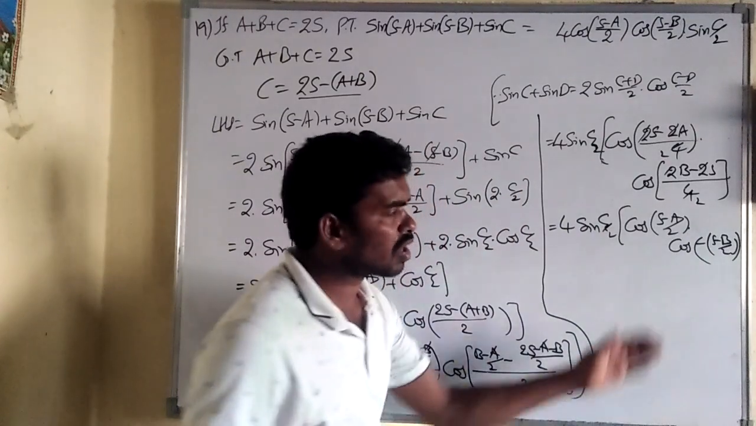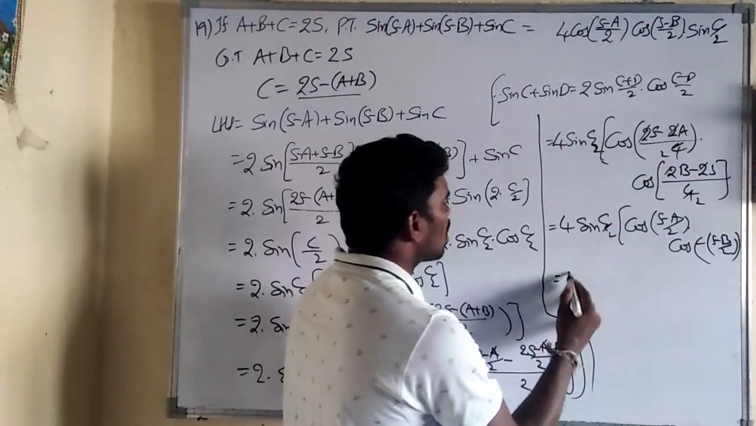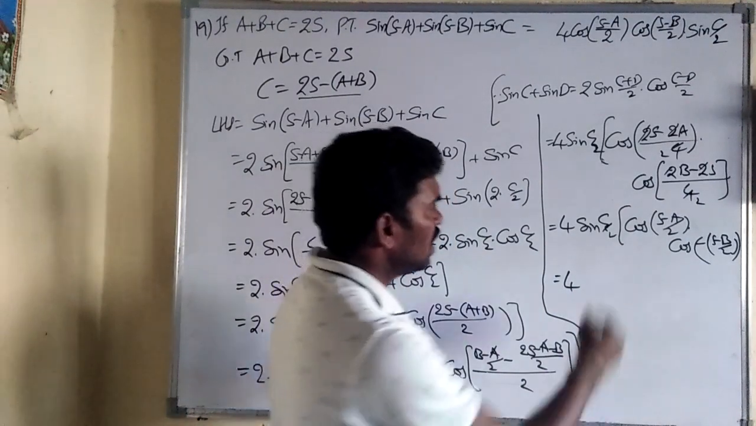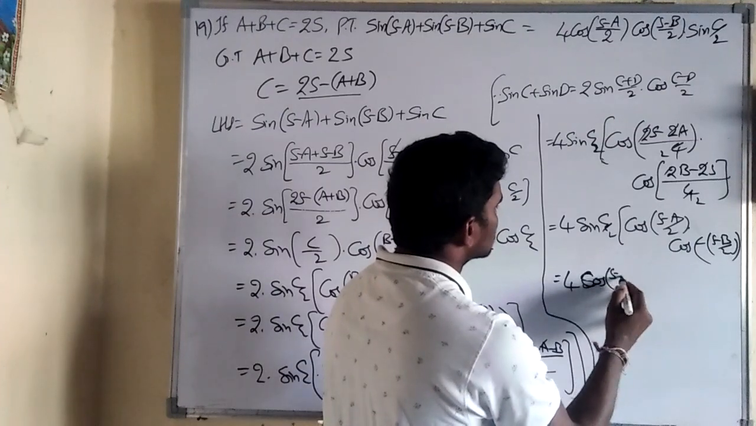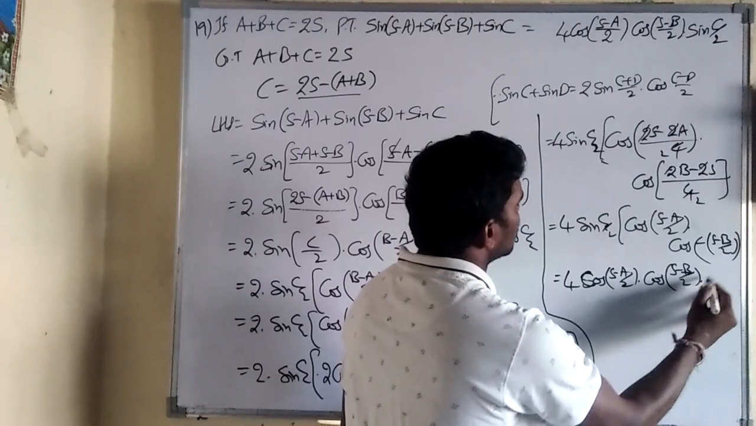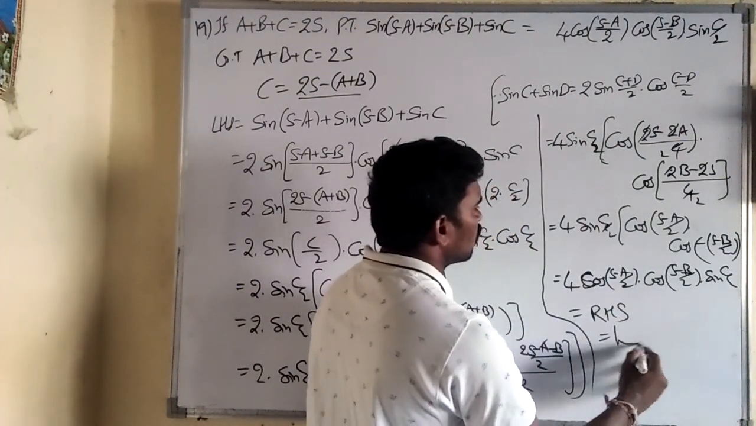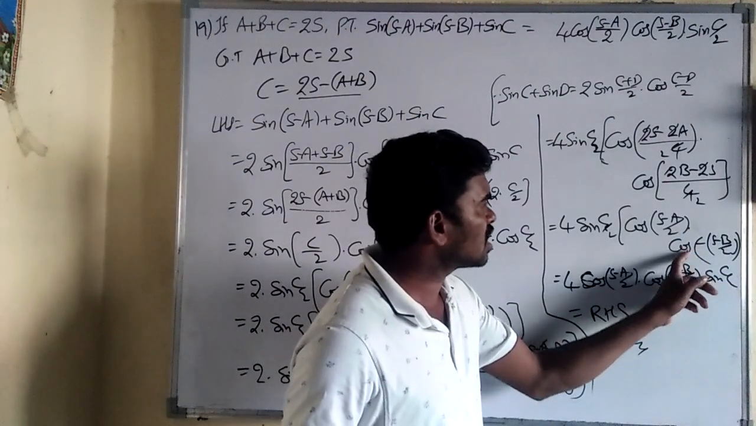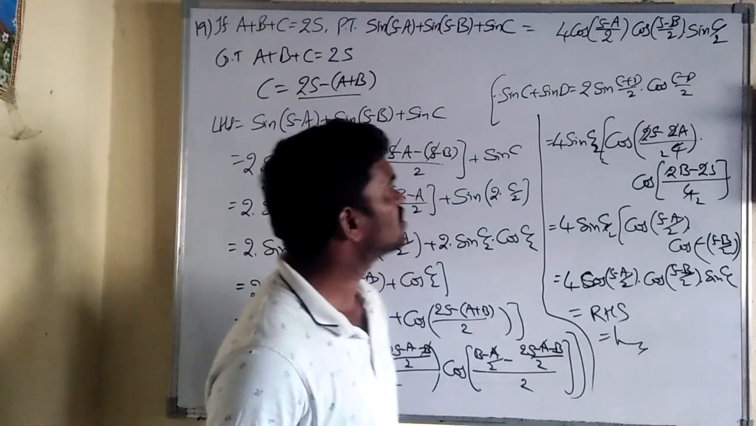Even with minus common, cos of minus theta becomes plus cos theta. So that's why in cos there is no problem. Okay, I'm writing in order. So cos of s minus a by 2 into cos of s minus b by 2 into sin c by 2 is equal to the RHS, hence proved. Got it? See here, cos of minus theta becomes plus cos theta. That's why I have written directly using that formula.